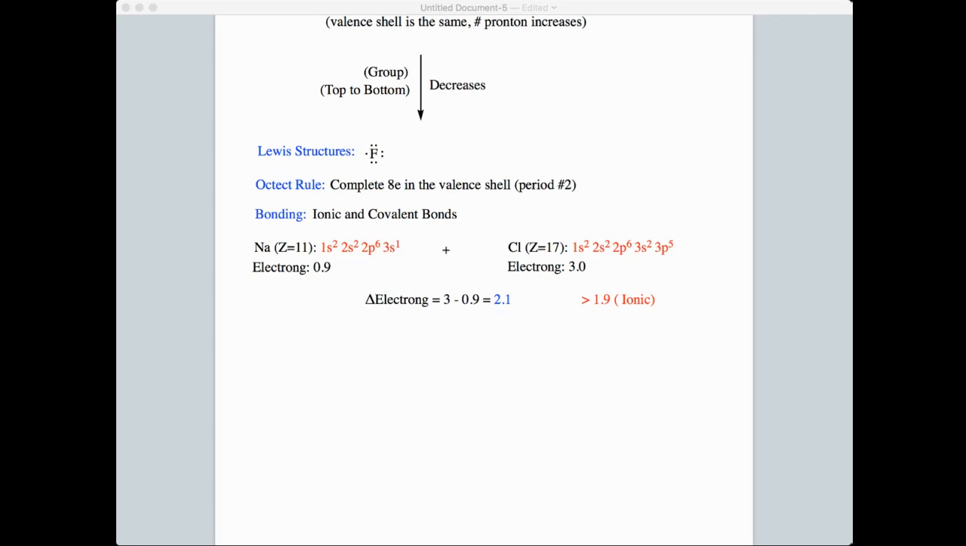Okay, thank you. So in this case, we have a difference in electronegativity of 2.1. So clearly that's an ionic bond. And guys, I'm going to write it over here because that's transfer of electrons. Whenever we talk about ionic bonding, electrons are being transferred, always from the lowest electronegative atom to the highest electronegative atom.